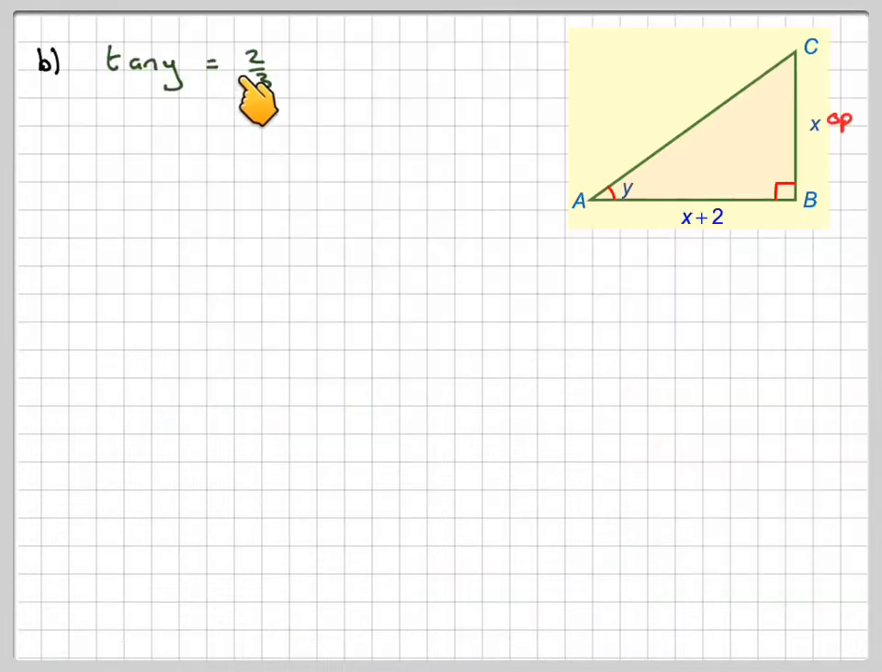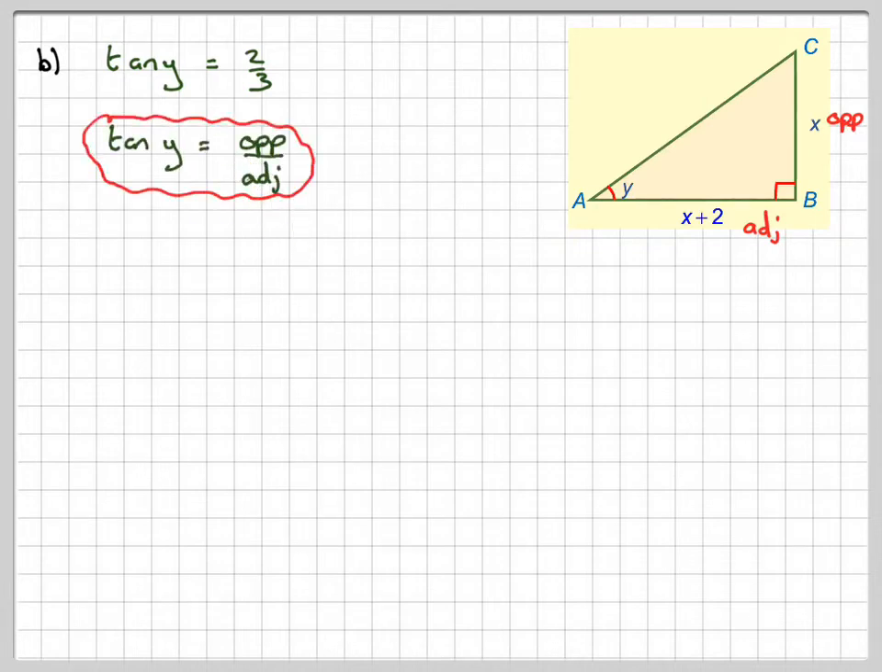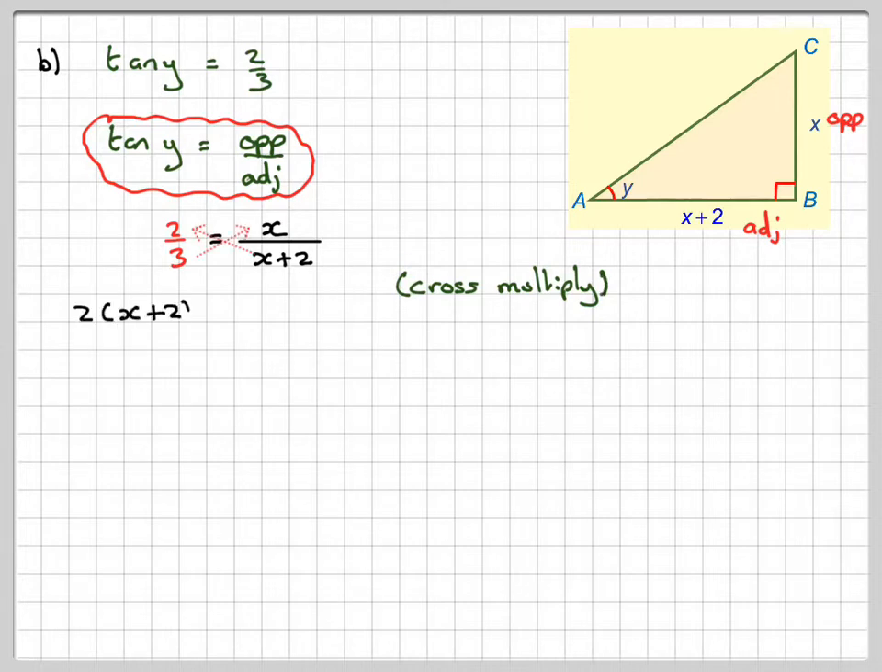Part B. We're told that tan y is 2/3, so tan is opposite over adjacent. This is y here, opposite over adjacent. So tan y is opposite over adjacent, so we can say 2/3 is going to be x divided by x plus 2, opposite over adjacent. And we now need to solve this equation. To solve this equation, we cross multiply. So we're going to have 2x brackets x plus 2 is equal to 3x. Expanding the bracket we get 2x plus 4 is equal to 3x.